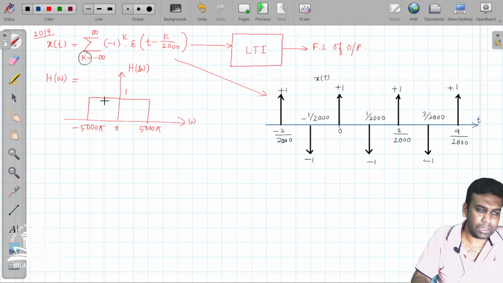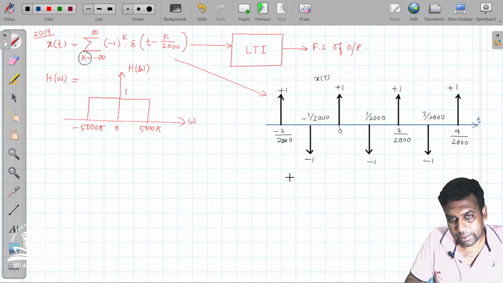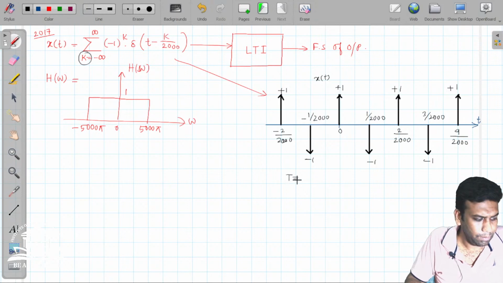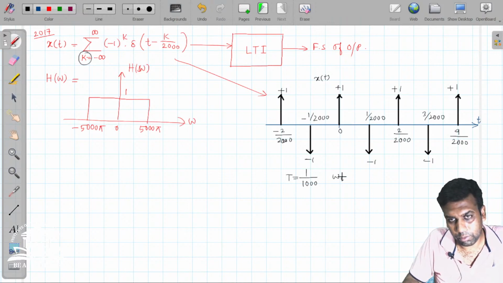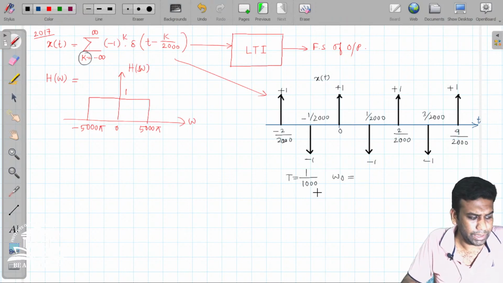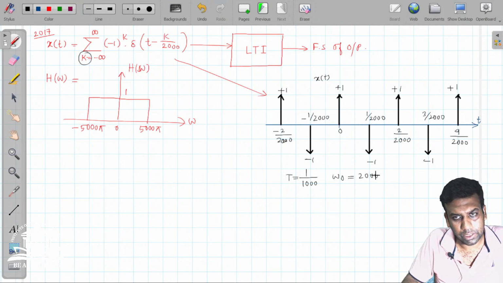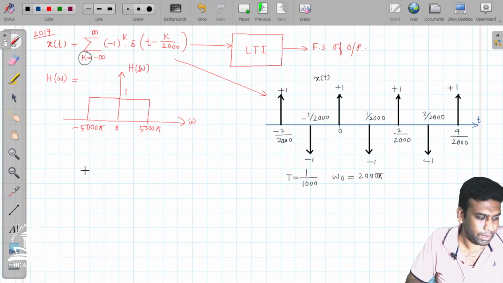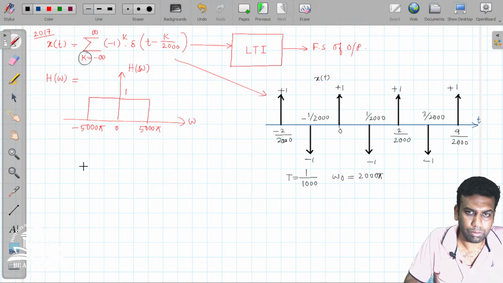Okay, so what is the time period of this? So we can see that the time period will be equal to 1/1000. So what will be omega 0? Omega is equal to 2π/T. So that means 2000 pi. Now the Fourier series expansion. You know the omega 0, and you put the Fourier series expansion.